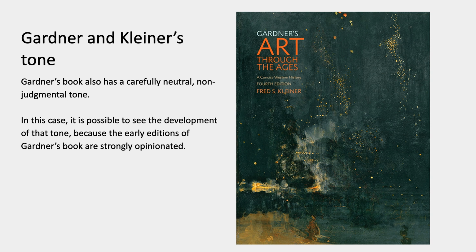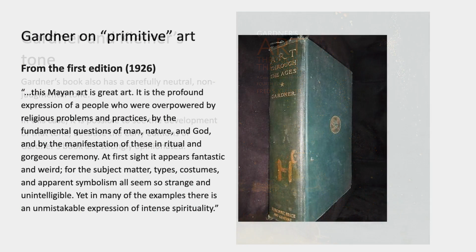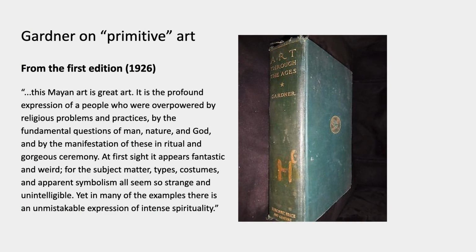So it is possible to see the development of that tone if you compare earlier texts to more recent ones. And I'll give you an example of that from Gardner. There's a more recent edition, but here's the first edition of Gardner. From the first edition, here's a passage on Mayan art. "This Mayan art is great art." There's a sentence you definitely won't find in any of your textbooks.